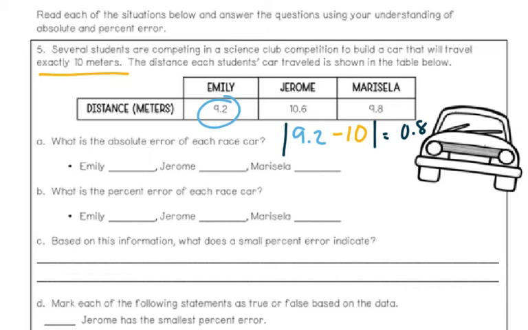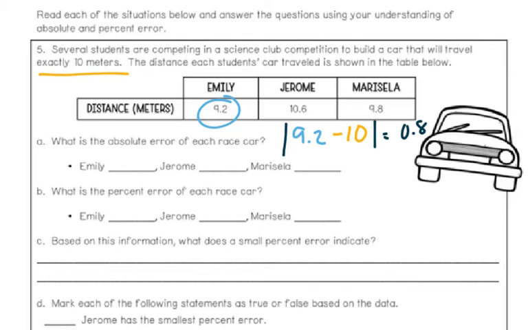Next, we need the approximate value, that comes from what actually happened in the experiment. Sometimes it's called the experimental or the measured value, which I think is sometimes easier to pair with what happened in the experiment. In this case, Emily's car traveled 9.2 meters.